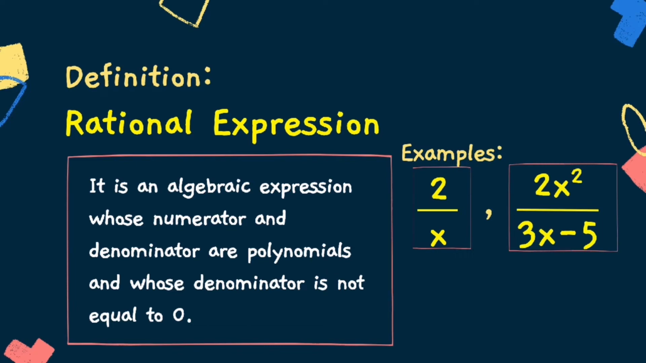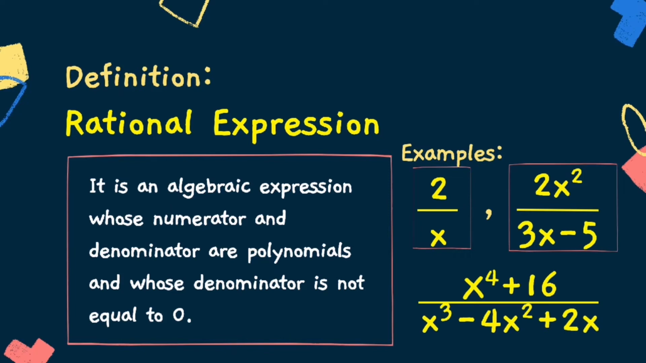We also have 2x squared over 3x minus 5, given that the denominator will not be equal to 0. We also have x to the 4th plus 16 divided by x cubed minus 4x squared plus 2x. So these are examples of rational expressions where the numerator and denominator are polynomials, except that the denominator is not equal to 0.